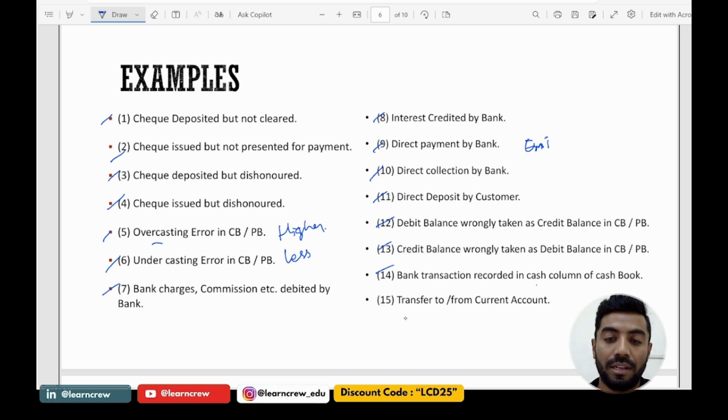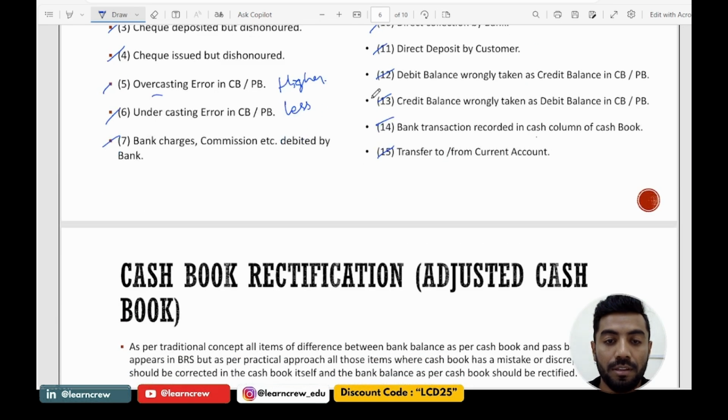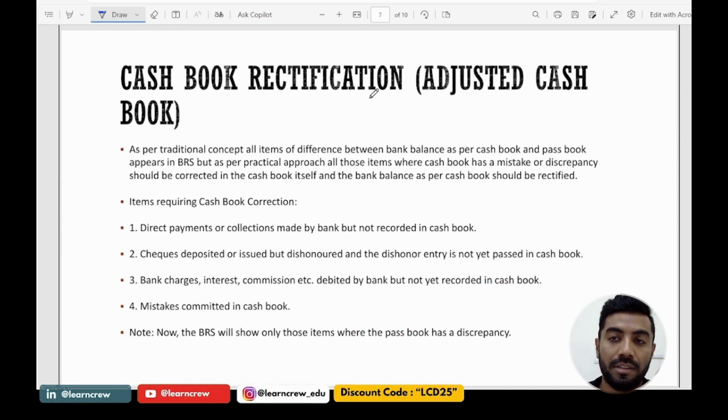Transferred to and from the current account. So these are all the examples which we might see in the questions. Okay. Then coming to cash book rectification, adjusted cash.